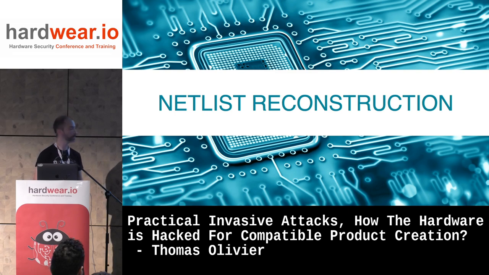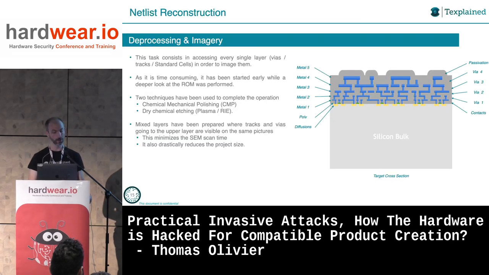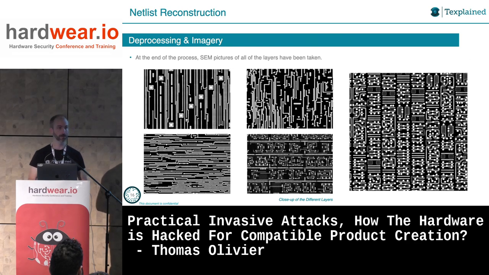The first thing we started with is extracting the nets, right? We have a digital CPU, and we want to know what this is. The chip has five metal layers, right? And the techniques that we used to get to each of the layers are basically CMP, so mechanical polishing, and plasma etching, sometimes also called dry etching. Using this, we could remove the chip layer by layer and take pictures with a scanning electron microscope. So those are the pictures of the layers.